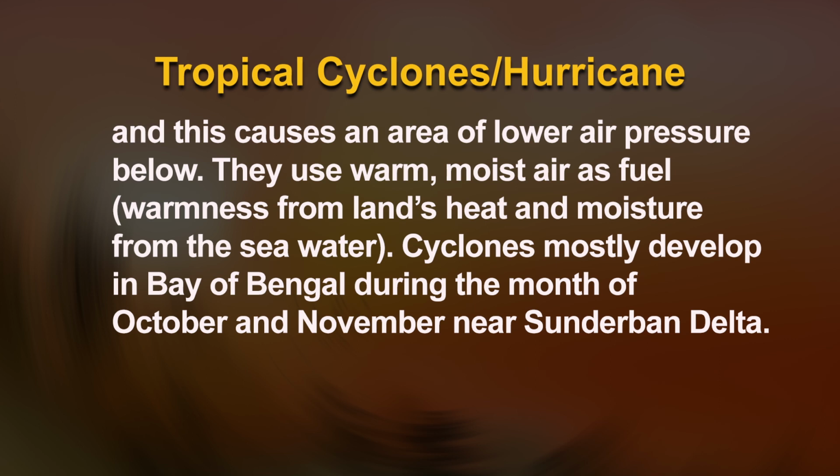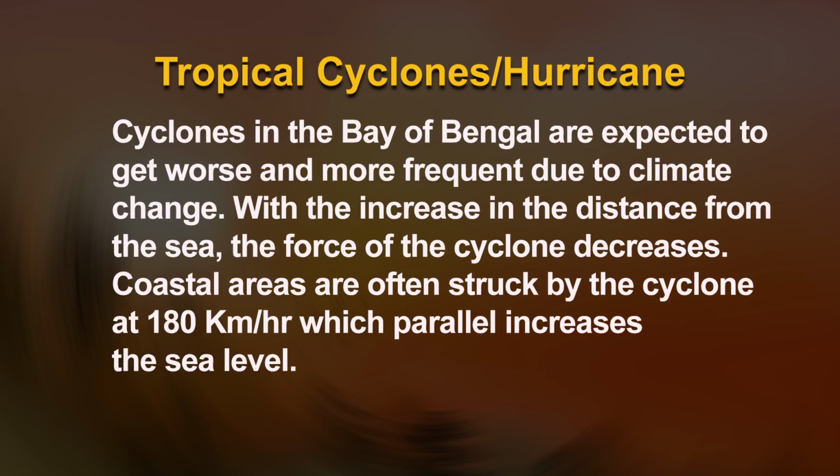They use warm moist air as fuel, warmth from the land's heat and moisture from the sea's water. Cyclones mostly develop in the Bay of Bengal during the months of October and November near the Sundarban Delta. Cyclones of the Bay of Bengal are expected to get worse and more frequent due to climate change.